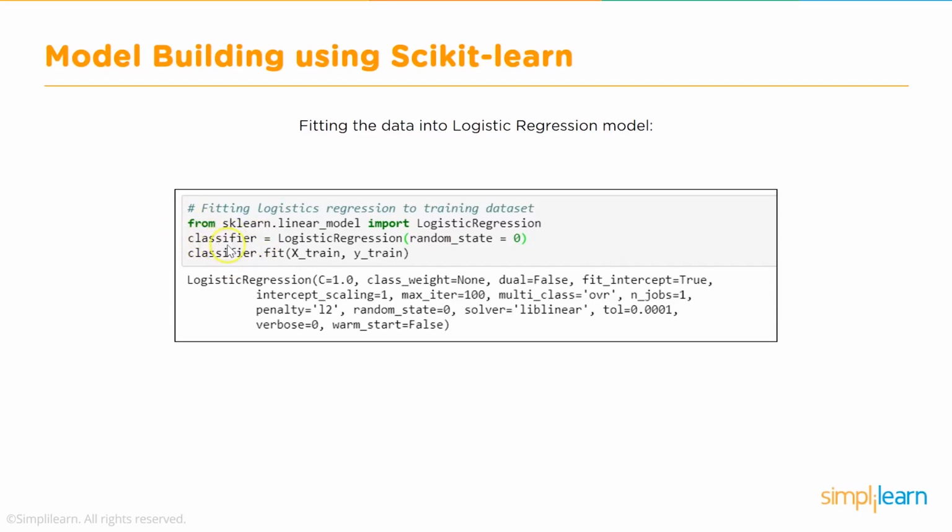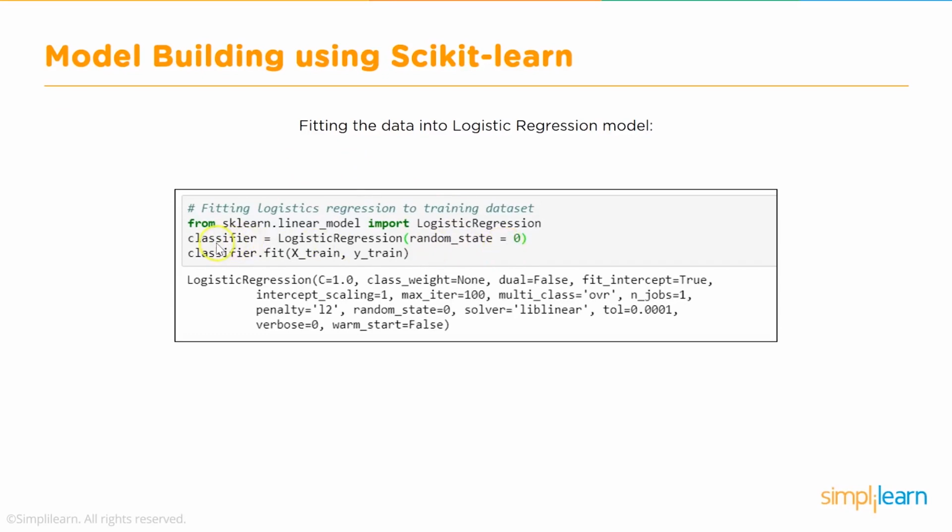This is a name, by the way. You can give any name. In our case, we are saying classifier. We say classifier is equal to logistic regression. So we are creating an instance of the logistic regression class. And you can pass a parameter, which is random_state equal to 0.